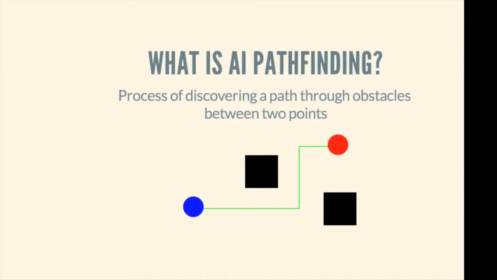So let's start by establishing exactly what we're going to cover for pathfinding. As far as pathfinding goes, we're primarily talking about having 2 different points, being our blue dot and our red dot, and being able to traverse from one point to the other through obstacles.